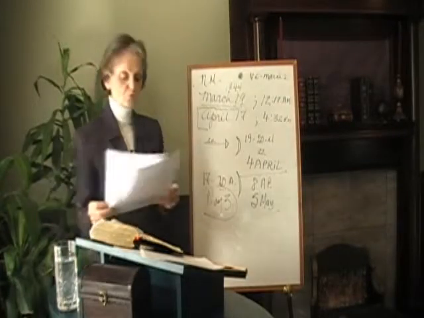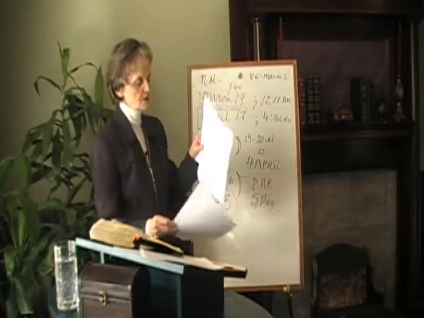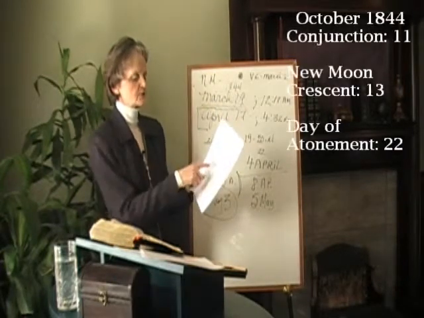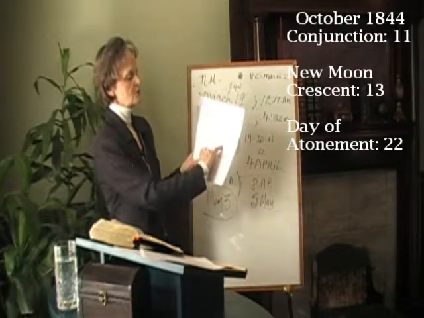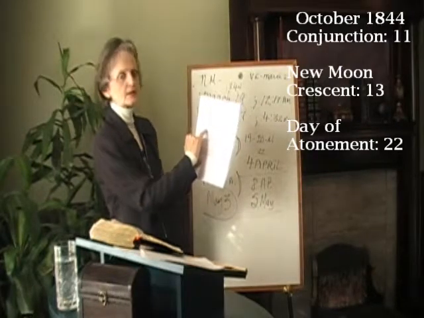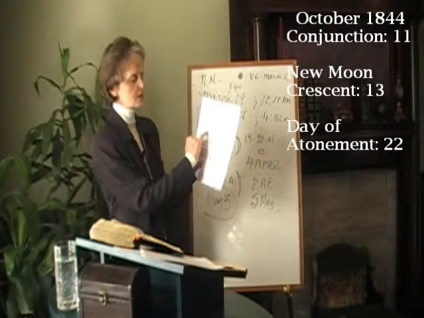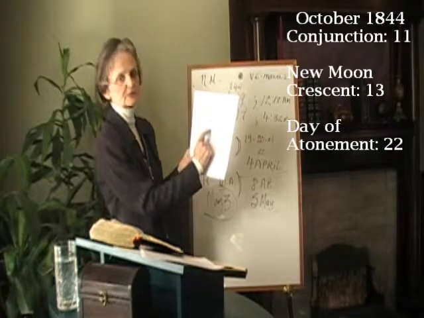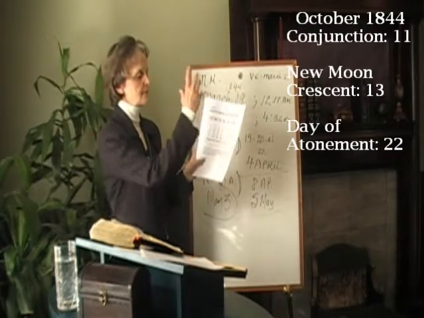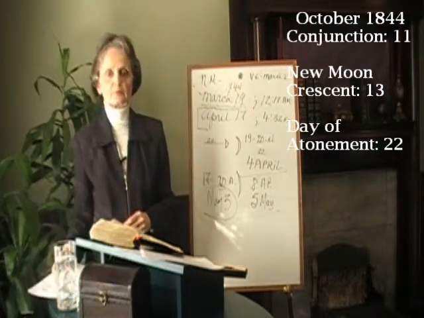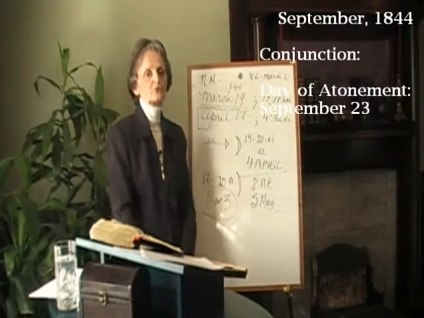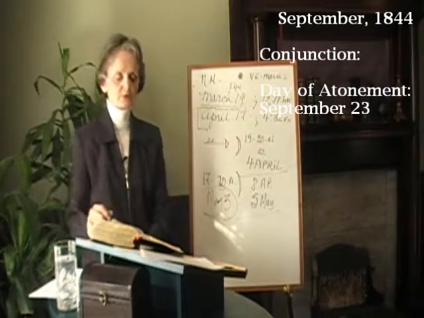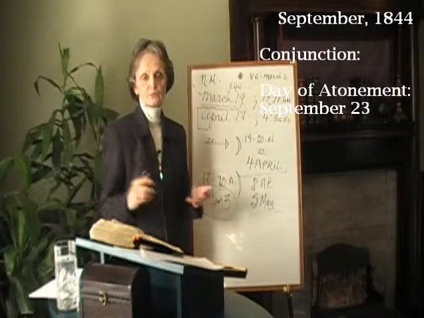Now, in order to establish when is the 23rd and when is the 22nd, it's very easy. You simply need to have the phase of the moon again for October. The conjunction is the 11th, and we know from their writing that they did have the new moon on the 13th. So 13, 14, 15, 16, 17, 18, 19, 20, 21, 22 is exactly 10 days. And in September, you do the same thing, and you will come up with the 23rd of September. But because they were 1 month too early, the rabbinical Jew cannot be trusted to tell us when the Day of Atonement was in 1844.